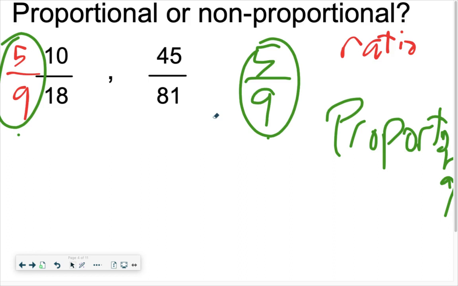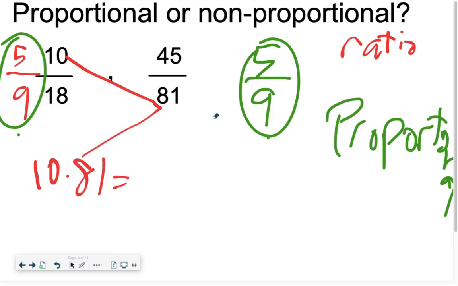So go and draw a line crossed diagonally from the 10 to the 81, ricochet off, and please write down the numbers that you touched. 10 times 81. Put down an equal sign, but don't tell me what that equals. We must do the other cross product.